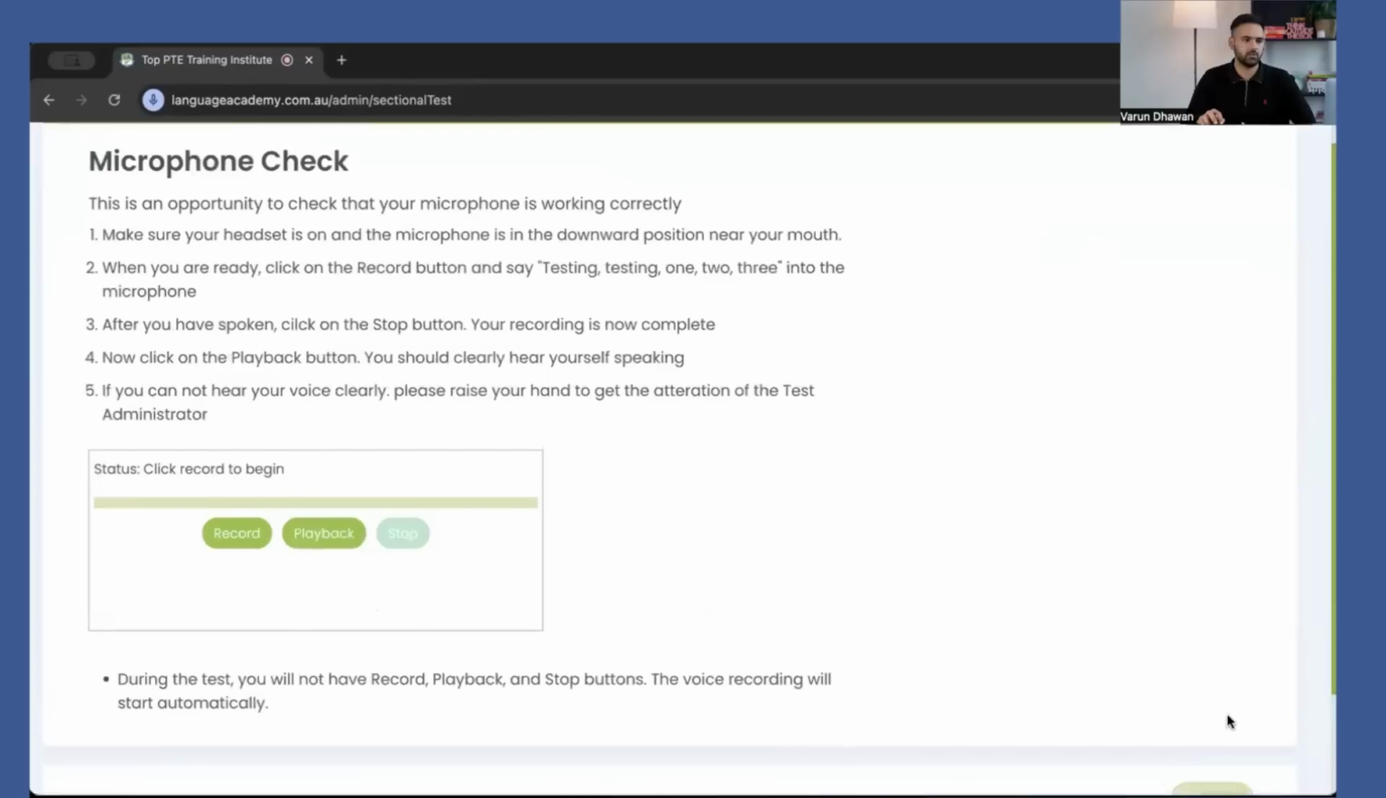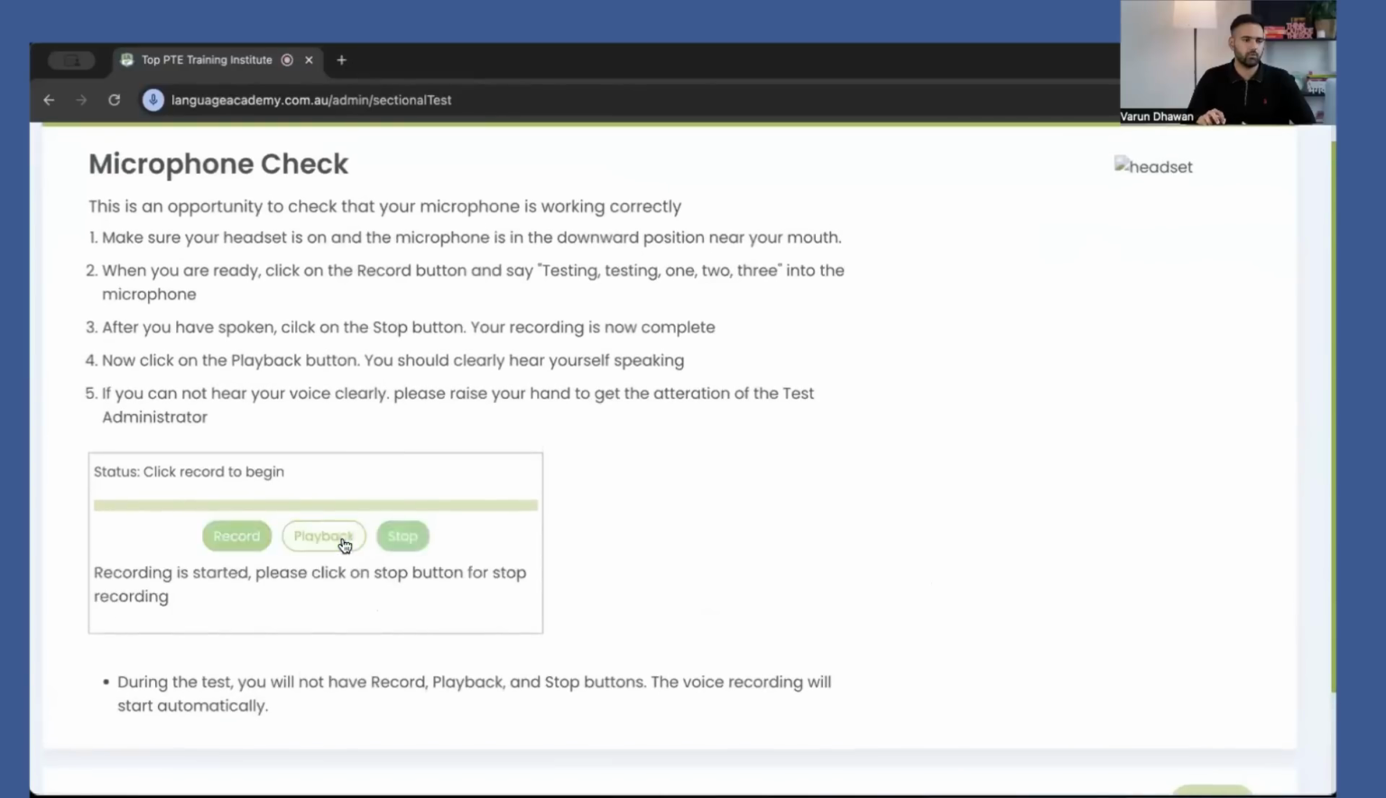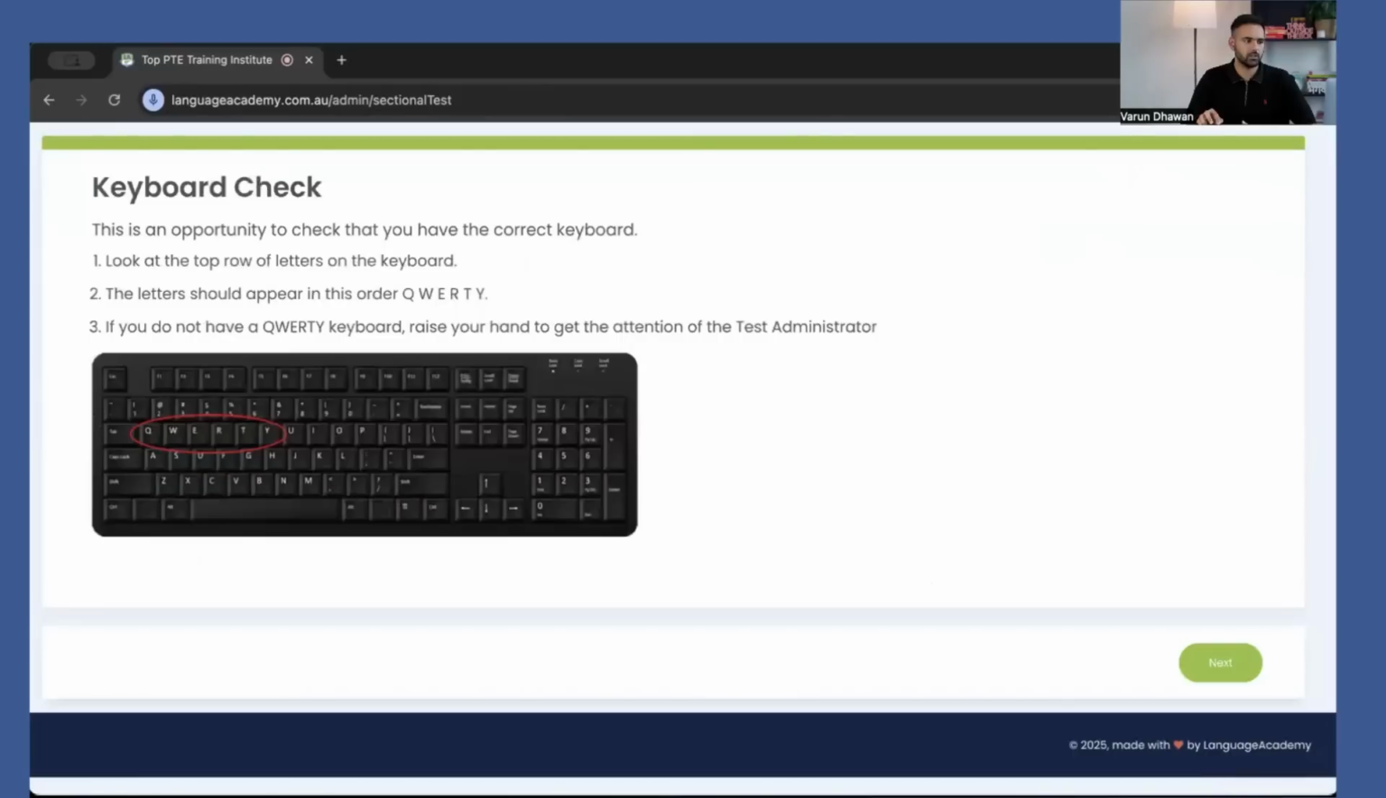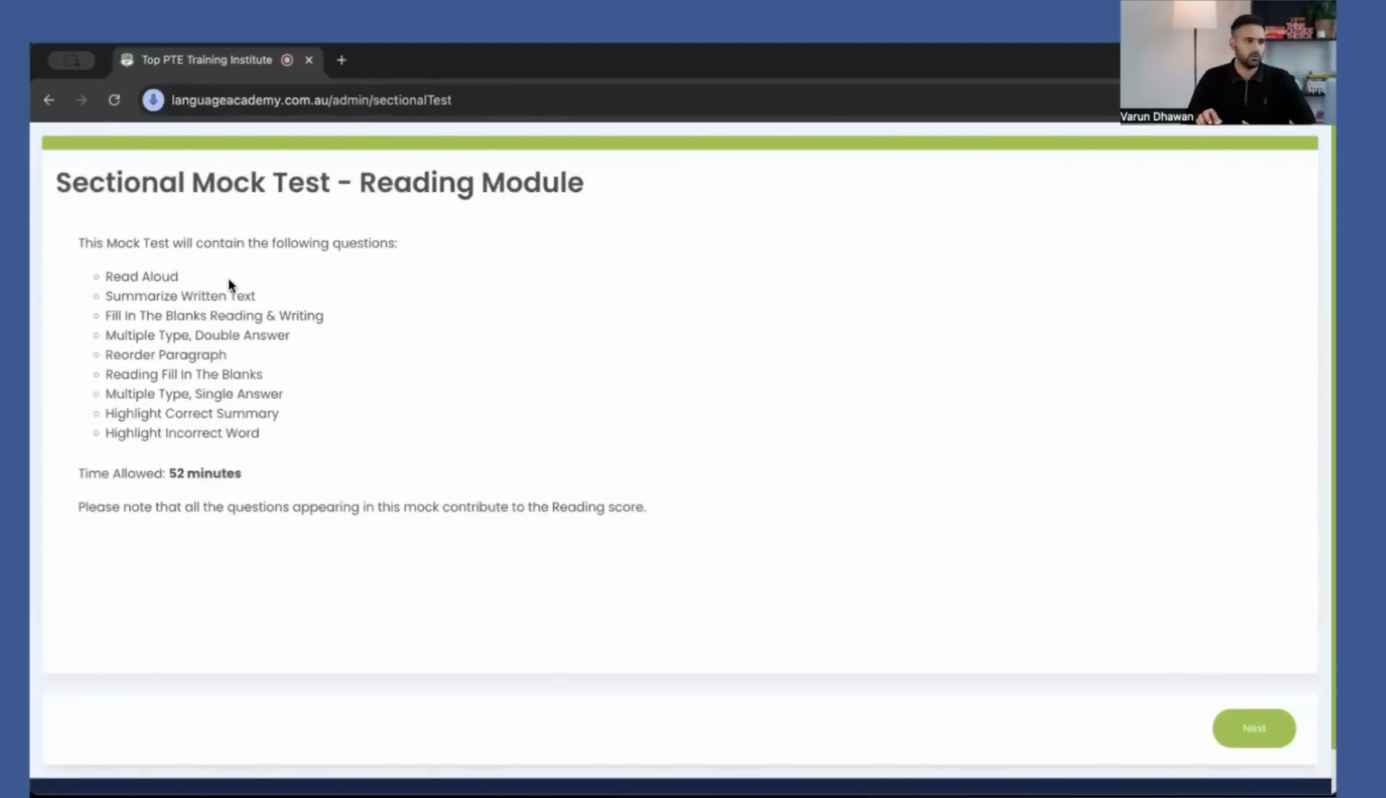Because this will not only contain reading questions, this will also contain your read aloud, summarize written text, then reading module, then highlight correct summary and highlight incorrect words. This will actually help you learn how to manage time, how to prioritize things, and what you should be focusing more on, where you're actually losing points, where you need to work on, and what things you need to avoid. Because after the mock test, you'll get an in-depth report of what you have done right, where you have gone wrong, and what things you need to work on.